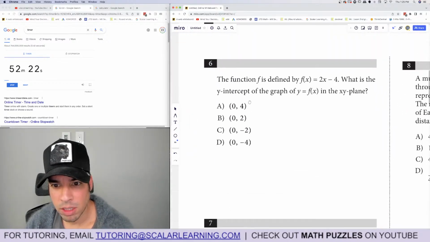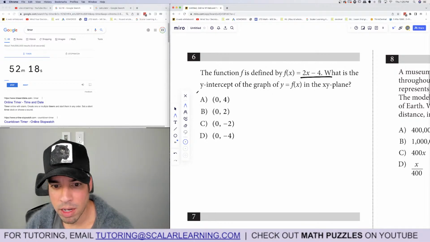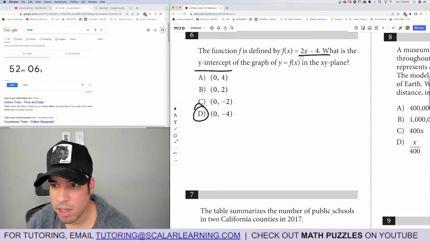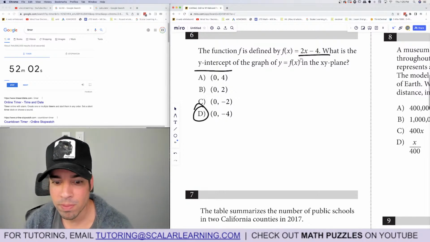All right, number 6. The function f is defined by this. What is the y-intercept of the graph of y equals f in the xy plane? It's defined by this. Got it. Y-intercept is in slope-intercept form, so y-intercept is -4, or 0, -4 is the coordinate. Boom, done. That's it. Y equals mx plus b. The slope is 2. Y-intercept is -4.